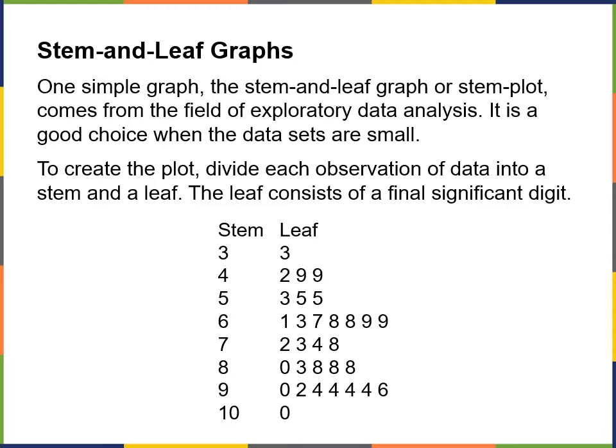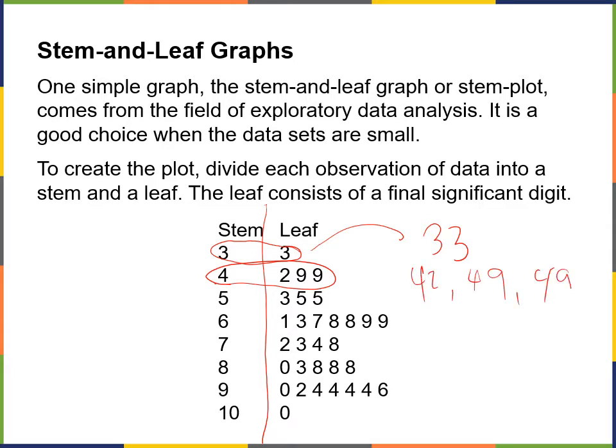And the leaf consists of the last significant digit of the data value, and the stem is everything else. And so you see here, this is how you would break it down into your stem and leaf. I sort of split it down the middle, and the idea here is that this number right here is 33, and this number right here is really three different numbers, so it's 42, 49, and 49. And so the idea is you have 40s in this group, 50s in this group, etc. And this is the second digit, the last digit of each one.